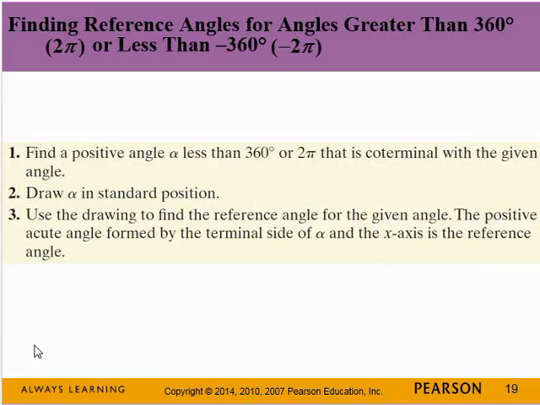So you can find reference angles for angles greater than 360 or less than negative 360. In order to do that, you want to find a positive angle less than 360, or 2 pi, that is coterminal with the given angle. So again, find your coterminal. Draw your new angle in standard position, and then you can find your reference angle. We're going to do a couple examples of this as well.